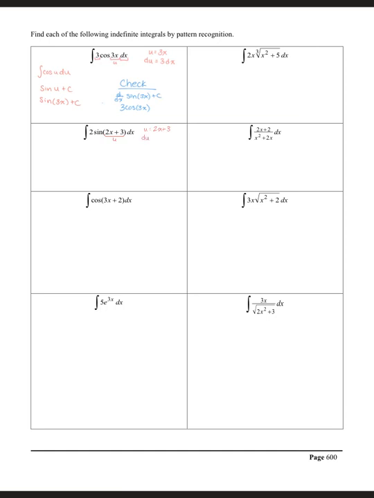So that means that du is 2 dx. And we do see 2 dx in the integral there. Okay, so I can rewrite this as the integral of sine of u du. The integral of sine is negative cosine. And then we just need to turn it back into terms of x. So u was 2x plus 3, plus c. Don't forget that constant at the end.